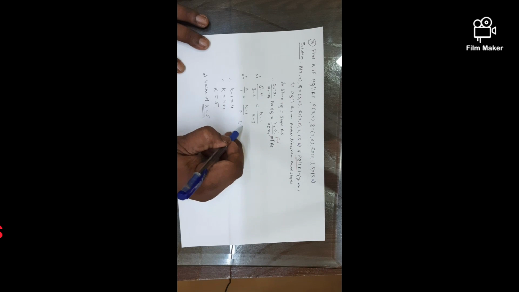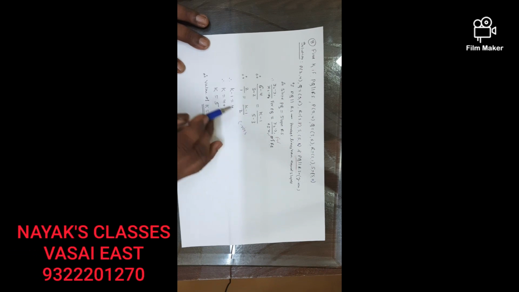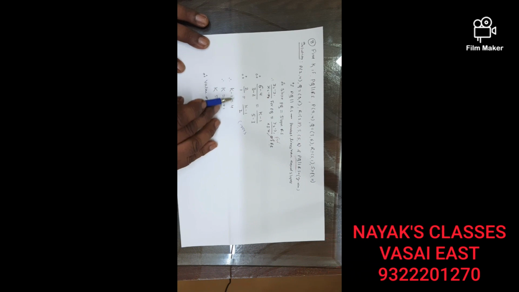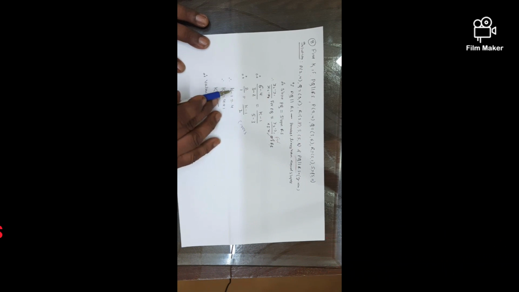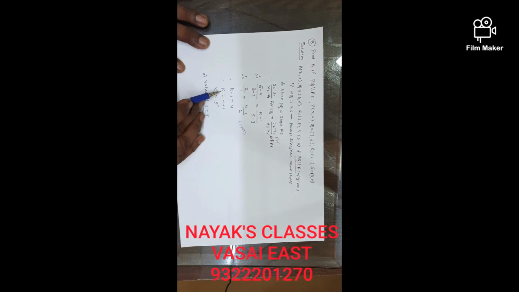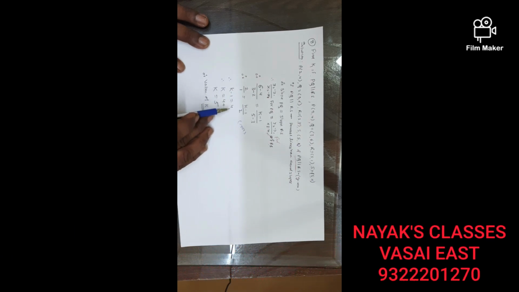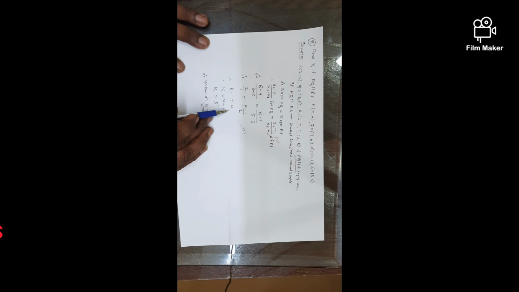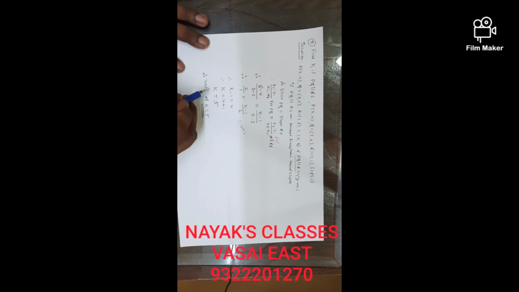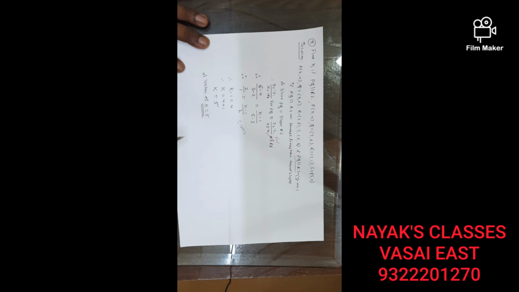By cross multiplying, 2 and 2 become 4 and this 1 into k minus 1 remains as it is. So finally k is equal to, this 1 came to the right hand side, so 4 plus 1, and finally we got k is equal to 5 and the value of k is 5.